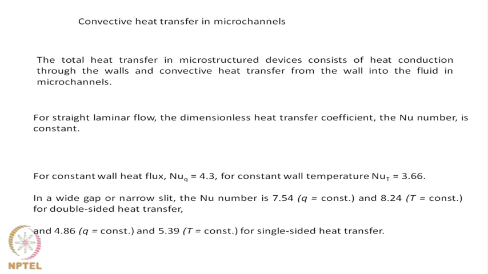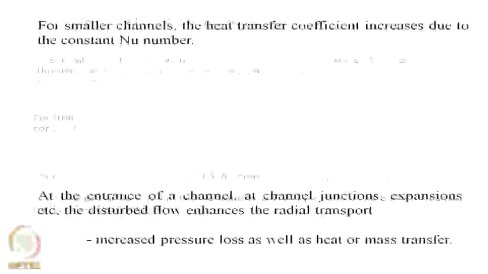Secondly, as I said, for straight laminar flow, the dimensionless heat transfer coefficient is a constant and it is 4.3 or 3.66. For a wide gap or a narrow slit, the Nusselt number can vary for double-sided heat transfer, and for smaller channels, the heat transfer coefficient increases due to the constant Nusselt number, as I have already described. And at the entrance of a channel, at channel junctions, expansions, etc., the disturbed flow enhances the radial transport.